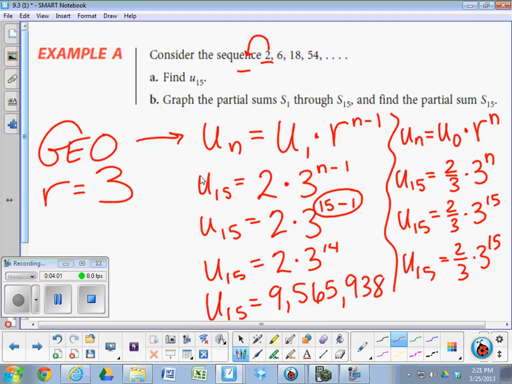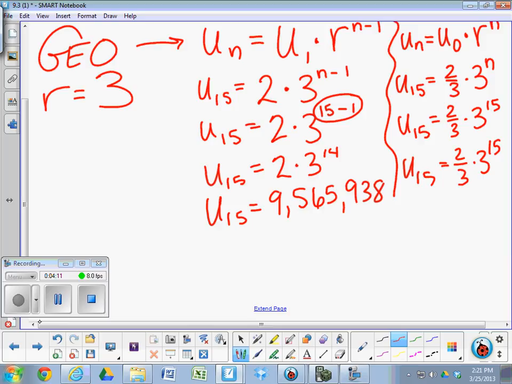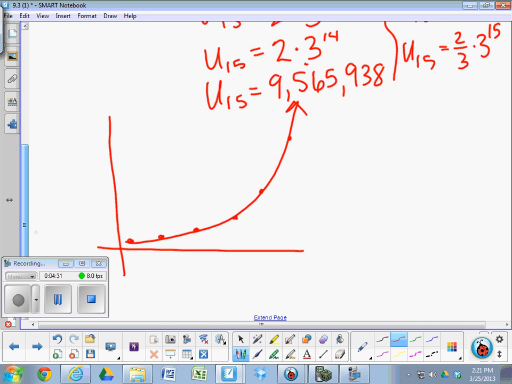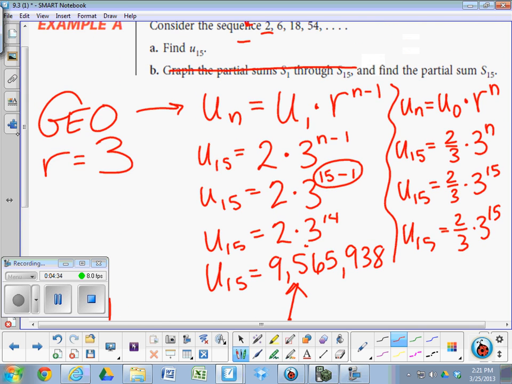We're not going to do this part. I'm not going to require you to graph the partial sums. If you made a graph out of this, sum 1 would be here, sum 2 would be here, sum 3 would be here, and then all of a sudden it would be like, woo, right? If you're adding up all the terms, this thing's going to just grow exponentially. So we're not going to bother with that, but we are going to find sum 15. They asked us to do that right here.